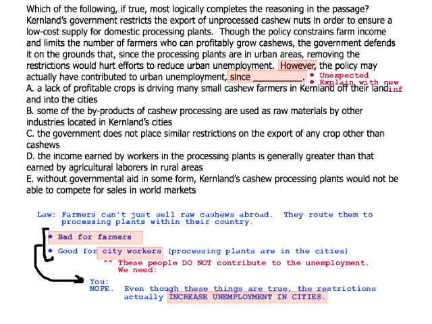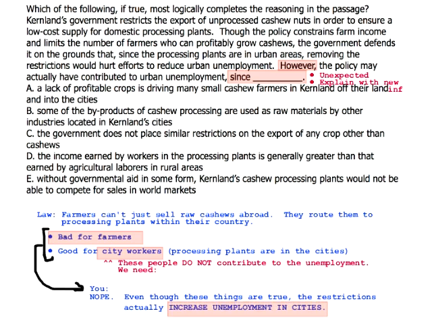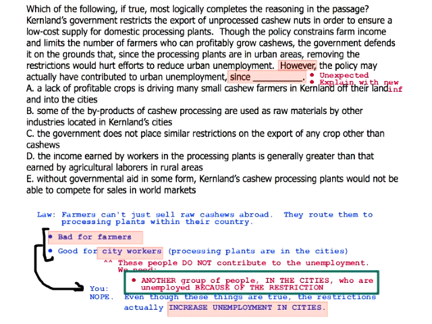That's pretty specific. That is just so specific. Again, you should take the time to get that. It's a very specific standard. We need another group of people who are in the city who are unemployed because of the restriction. Like I said before, pretty much 90% of your work is done by the time you even touch the answer choices.